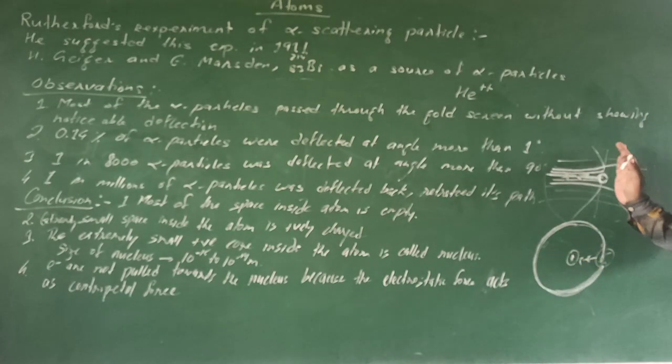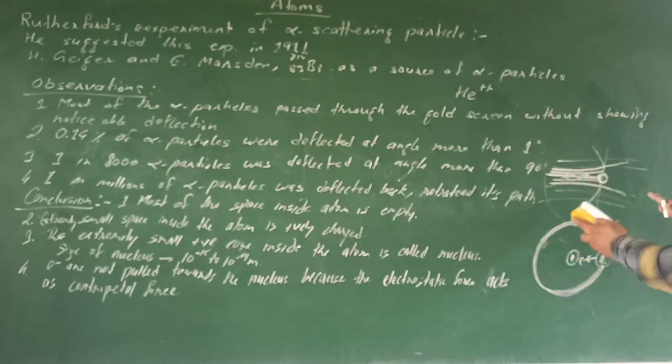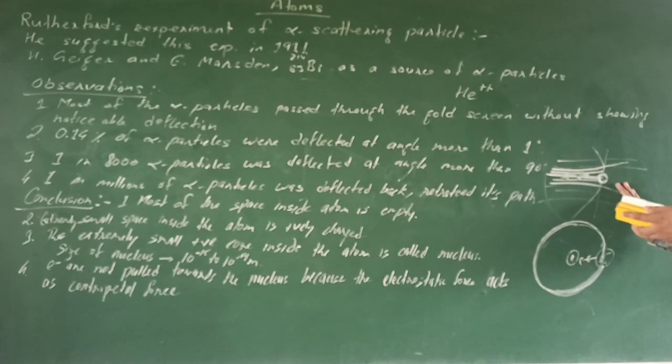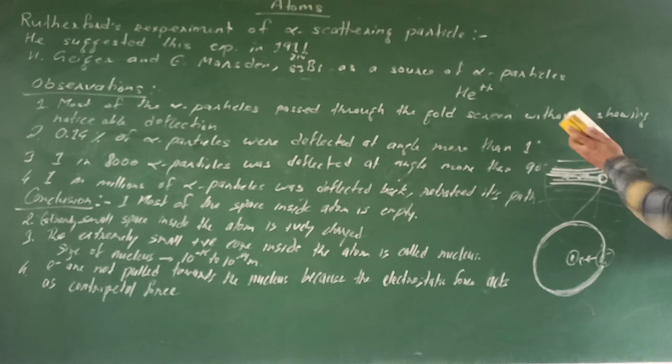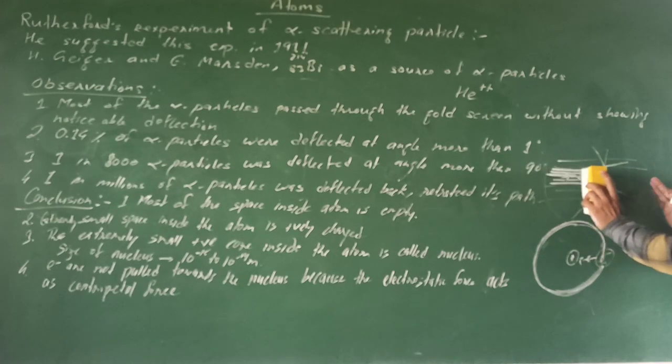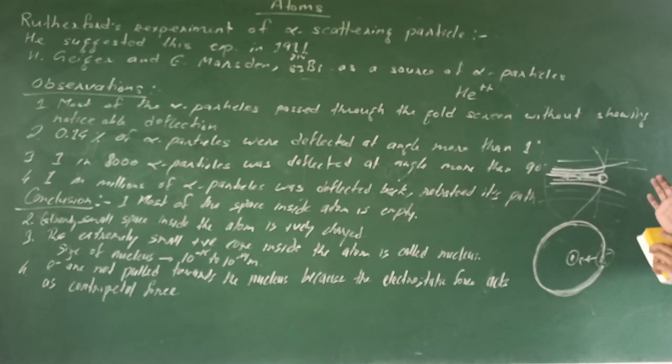So, is it clear? Observations: most of the alpha particles passed without any deflection. Only 0.14 of alpha particles were deflected at angles more than 1 degree. 1 in 1000 alpha particles was deflected by more than 90 degrees, and 1 in millions of alpha particles was deflected back. If it is coming here, it was deflected here.